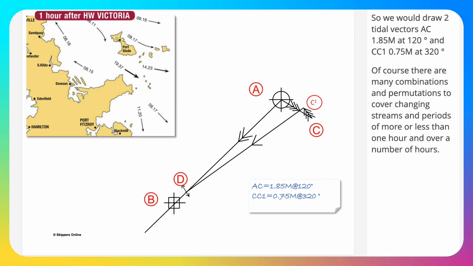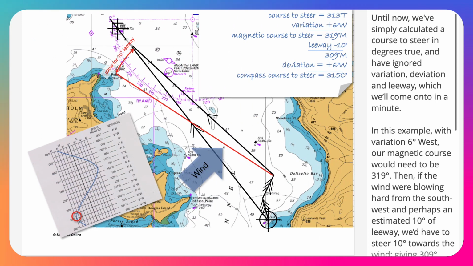Of course, there are many combinations and permutations to cover changing streams and periods of more or less than 1 hour and over a number of hours. Until now, we've simply calculated a course to steer in degrees true and have ignored variation, deviation, and leeway, which we'll come onto in a minute.